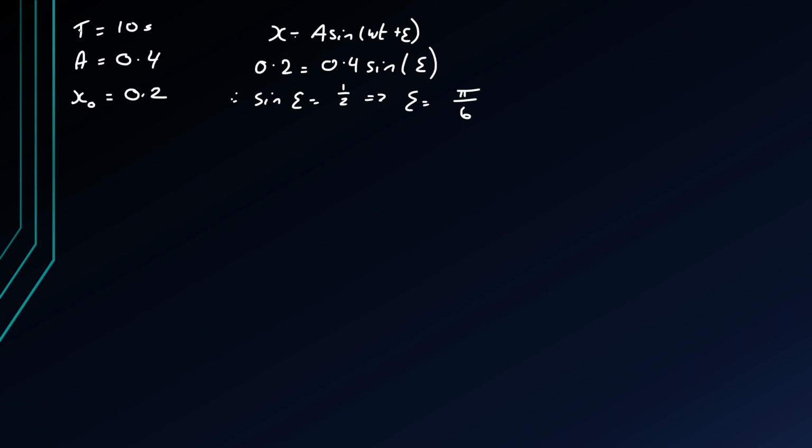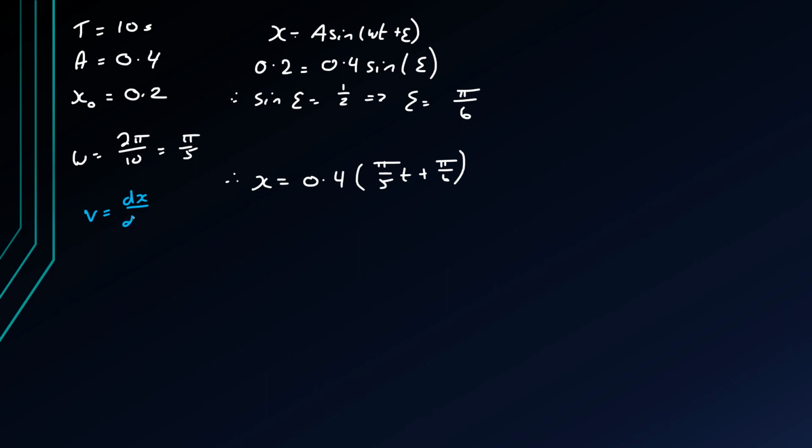We can work out omega as well, given omega is 2 pi divided by 10, which is just pi over 5. So the displacement is 0.4 times sine of pi over 5 t plus pi over 6. Now, a key thing to remember is that velocity is the rate of change of distance over time. So if we differentiate this, we get the pi over 5 coming out the front, so it becomes 0.4 times pi over 5.